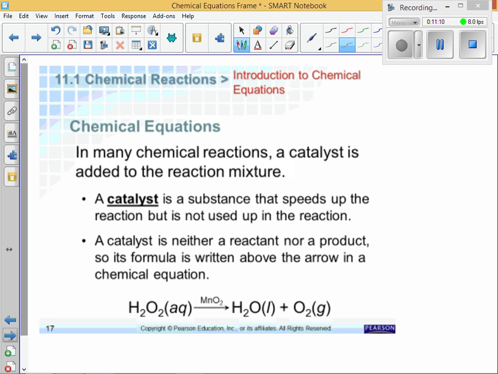Next. I'll talk about this in detail later. This is the only time I'll talk about it in Chapter 11, a catalyst. Does anyone remember what catalysts are called in biology? I think you've all had biology. They're called enzymes. What do enzymes help us do? They help chemical reactions, right? Do the enzymes get used up in the chemical reaction? They get used over and over, right? They get recycled. In chemistry, we call that a catalyst. A catalyst is a substance that speeds up the reaction, but is not used in the reaction.